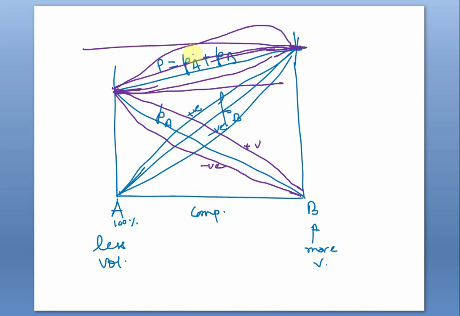But if for a range of compositions, the total vapor pressure of the mixture is greater than the vapor pressure of the more volatile component, then that creates a problem and it behaves in a different manner, as we shall see just after a bit. Hold on.